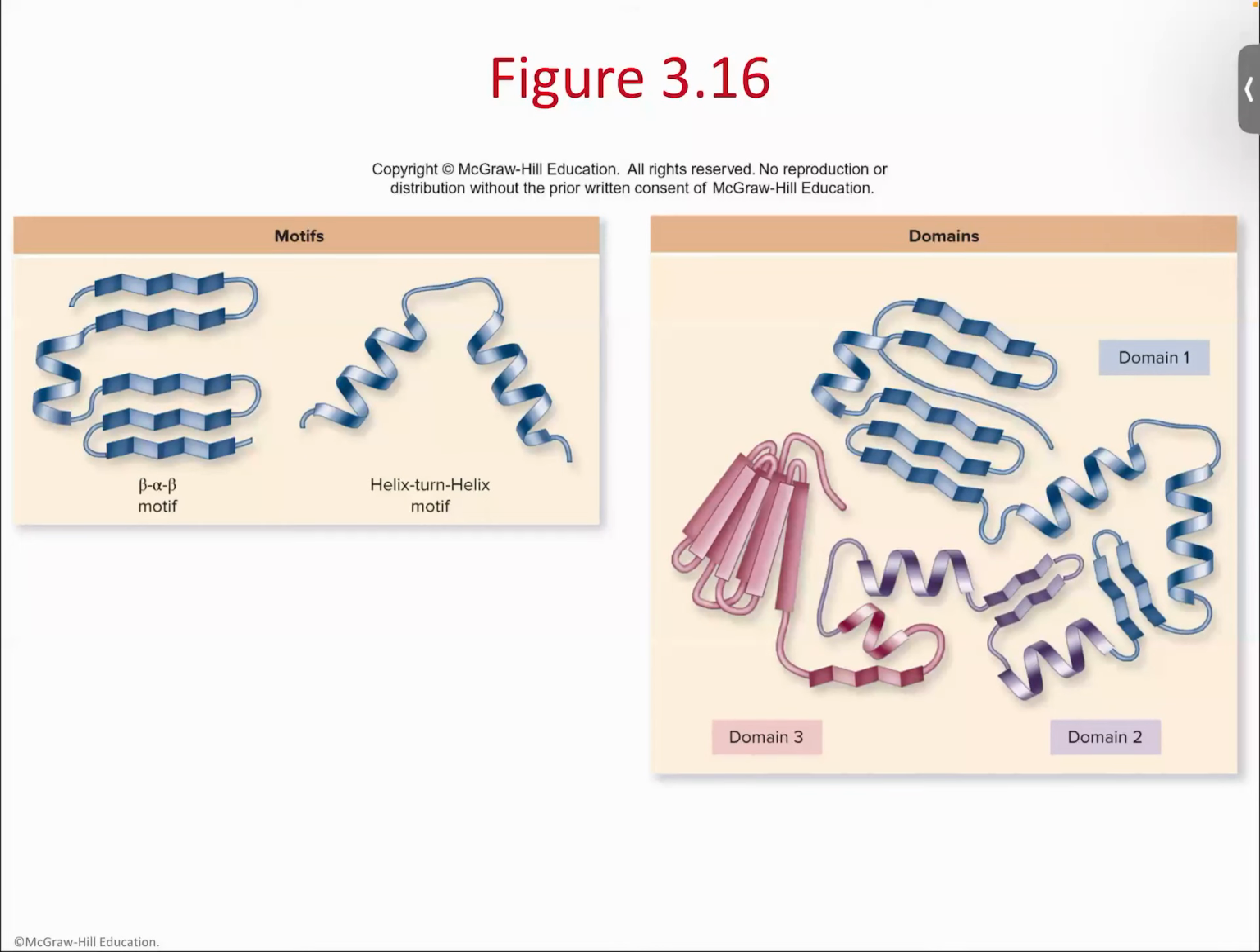But these are some common motifs we run into: beta, alpha, beta. So you can see here's beta, going to alpha helix, going back into a beta sheet. The helix turn helix, or loop. Here's your alpha, here's your loop, and then here's your alpha. So that's a commonly occurring scenario that typically is associated with function.